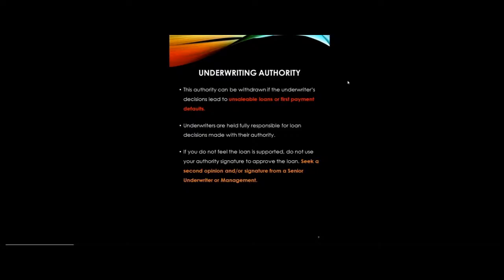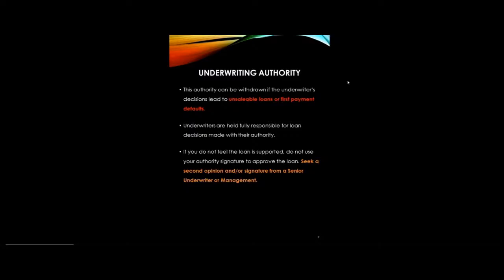If you underwrite a file and you don't think that this loan should be approved, the borrower can't afford it, or something looks fraudulent on the account and you need more information, and the borrower is not providing that information to make you feel comfortable about approving a loan, talk to your supervisor, talk it out, see if you are correct, or maybe you are not seeing something that your supervisor will see.